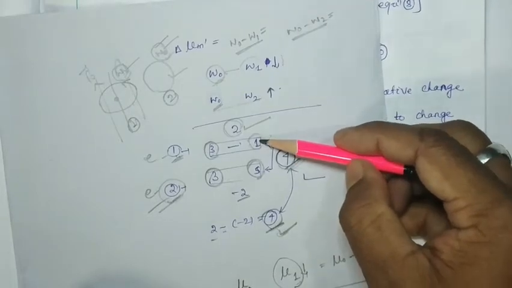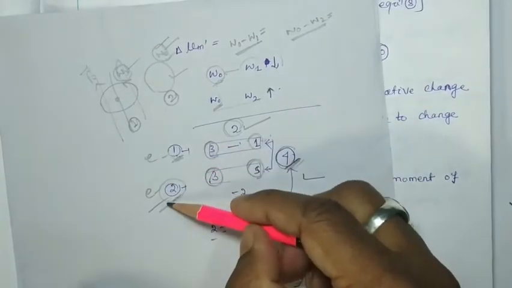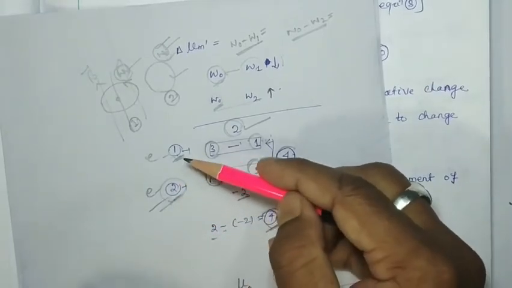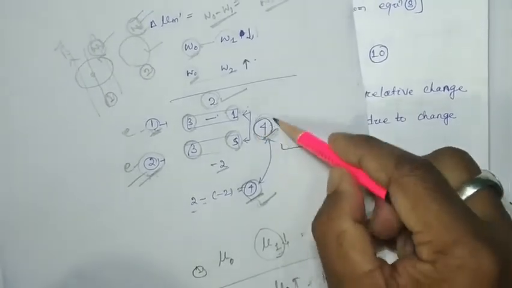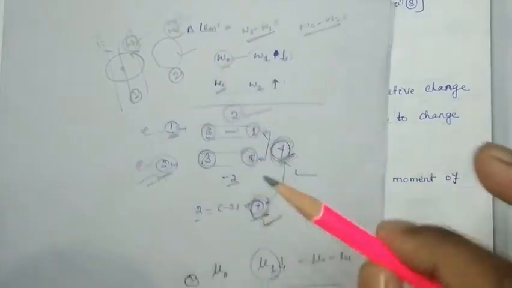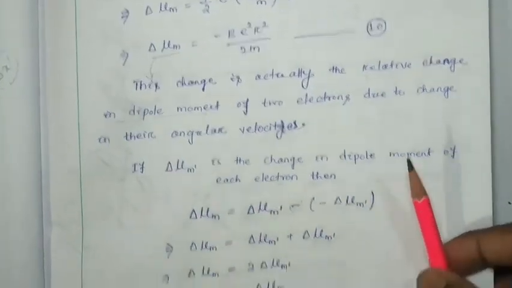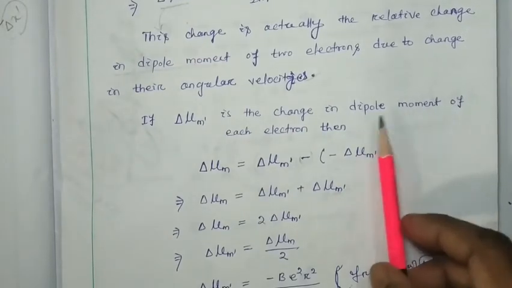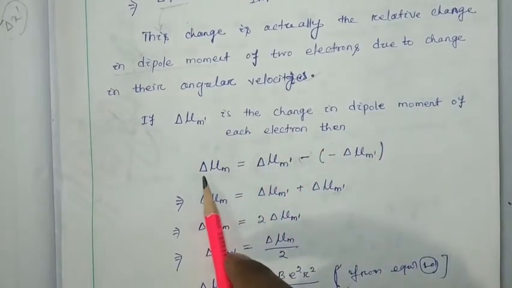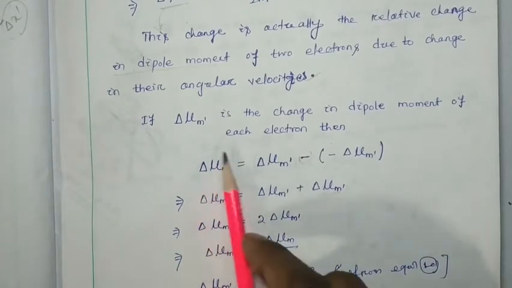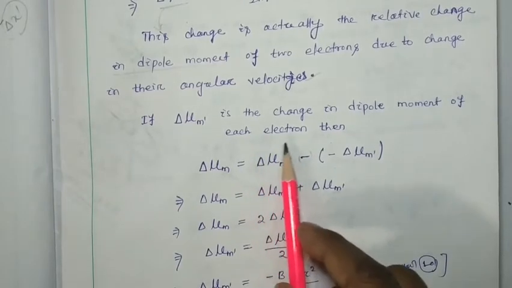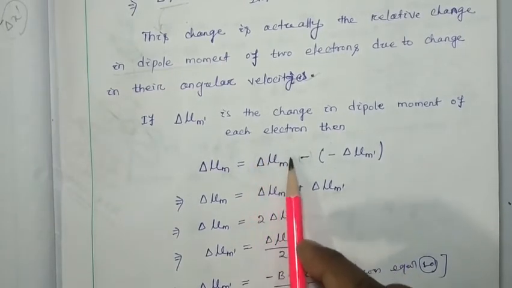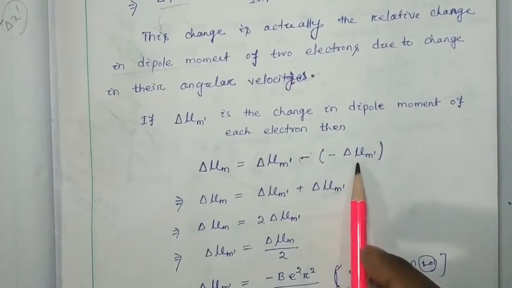In this way we can also find the change of angular velocity of electron 1 with respect to 2, or the magnetic moment of 1 with respect to 2, directly or indirectly, and it is the same. A similar concept we are going to use here to find the individual changes in the dipole moment of each electron. So del mu m, we can write, is the individual change of dipole moment. Suppose this is the first electron and this is the second electron.